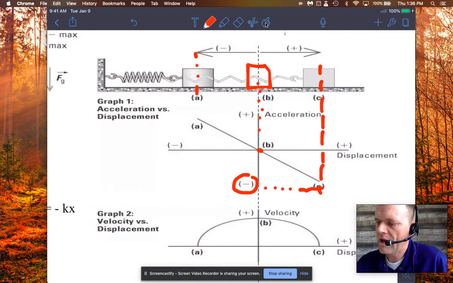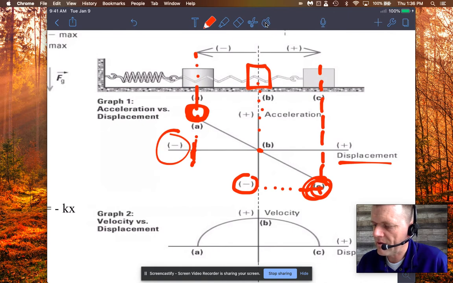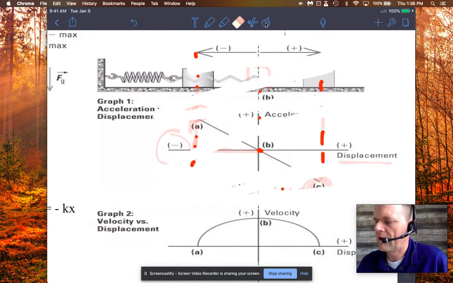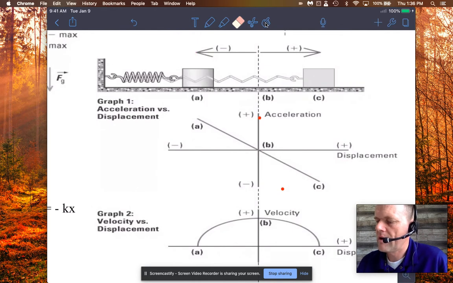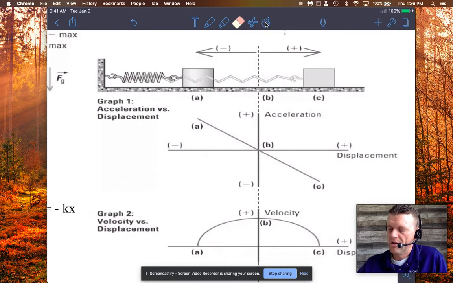And then we look at position A, and the acceleration is now positive. See, it's above the x-axis here. Down here, I had a negative acceleration, but up here now I've got a positive acceleration. And I get a positive acceleration when I have a negative displacement. So if the x value is negative, the y value is positive. I'm going to erase all that so you can see the whole thing again. This relationship is showing you what happens to acceleration when a mass is oscillating back and forth on a spring system.